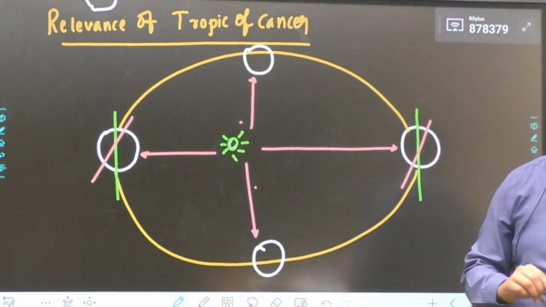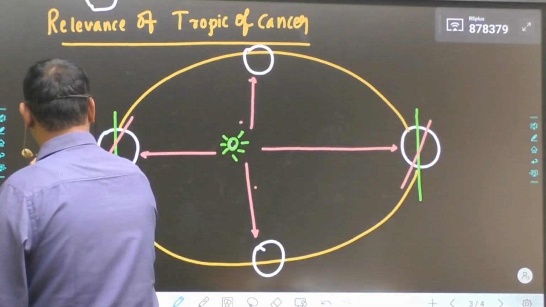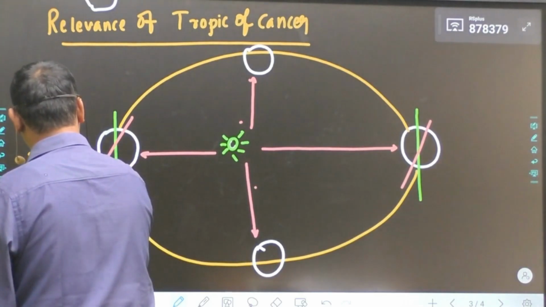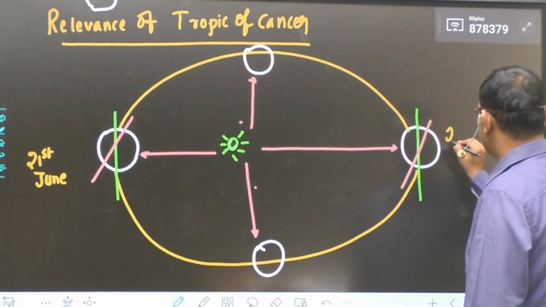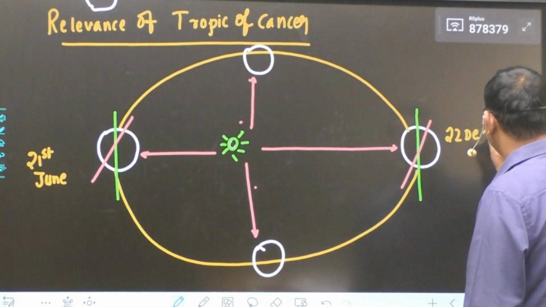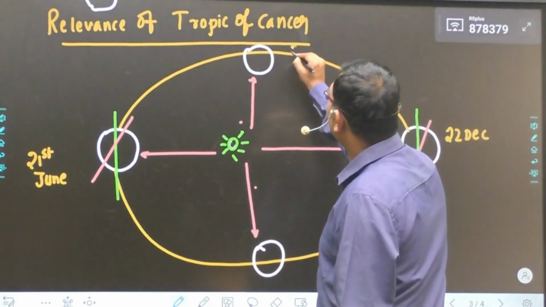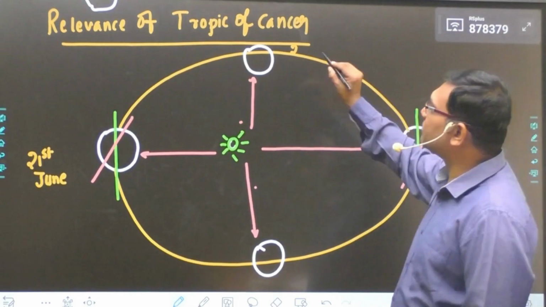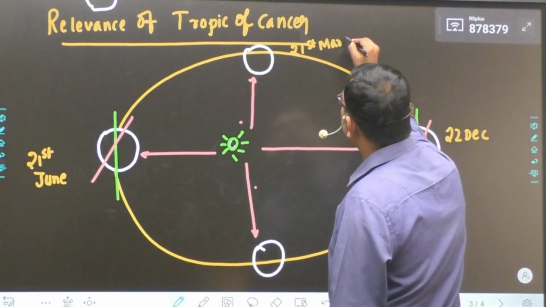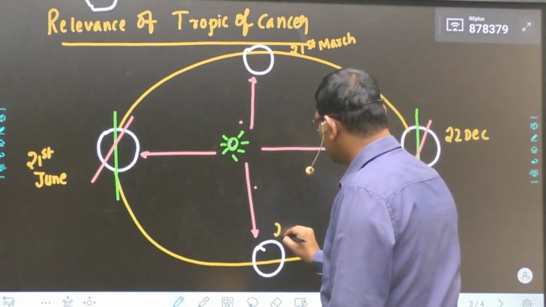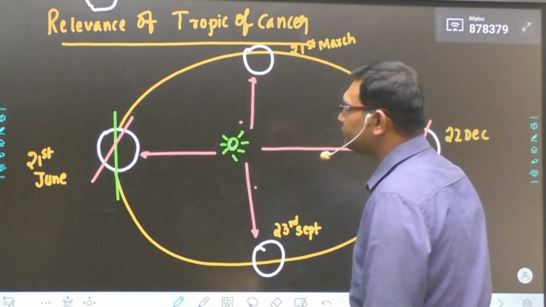Right, clear? So this point is 21st June. This is a point where it is 21st June. And this point is 22nd December. This is your 21st March. And this is 23rd September.